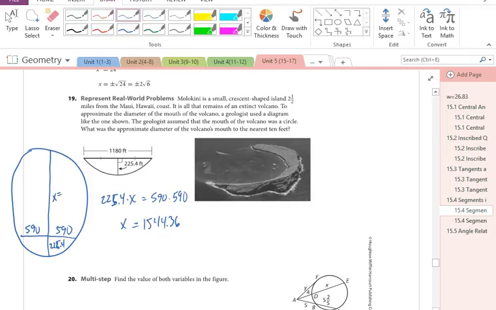And so if this is 1544.36, they asked for the diameter of the circle, which would be this whole length AB. And so AB then is 1544.36 plus 225.4, and so that is 1769.76 feet.